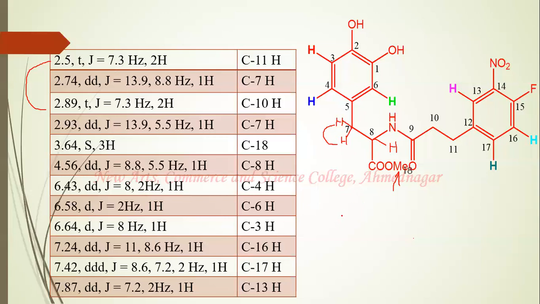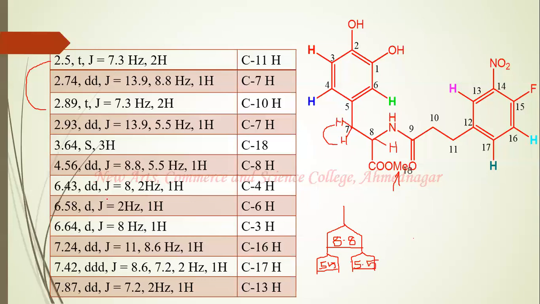So first of all, this C8 proton will get split by 8.8 Hertz coupling constant value into a doublet. This will be 8.8, and then each line will get split by 5.5 Hertz into a doublet of a doublet. So this will get split into a 5.5 Hertz coupling constant value doublet of a doublet. So these values are 5.5 Hertz. This is also another 5.5 Hertz value.